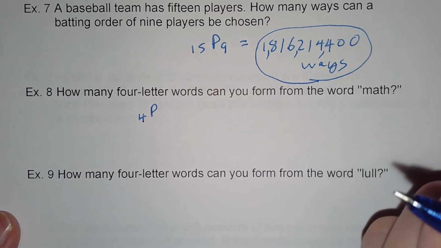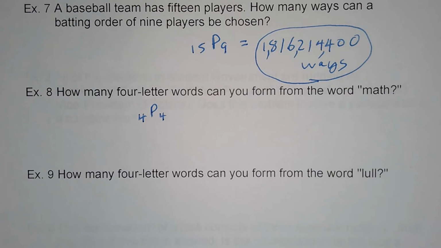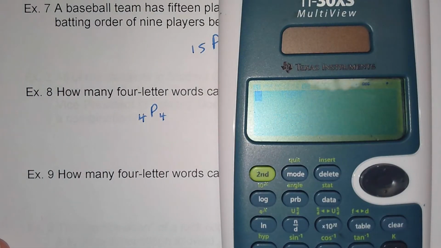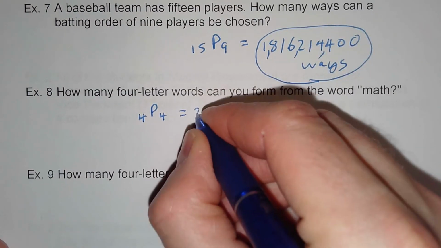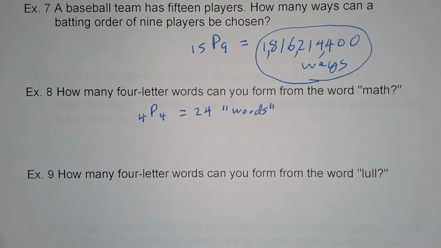And it's kind of misleading when they use the word here, because they're just saying how many different 4-character things can you form from this. So like ATHM is not literally a word, but they're counting that as a word in this example, if that makes any sense. So we have 4 objects. We're picking 4 at a time. They're all distinct. That gives us 24. So we have 24, and I'm going to put this in quotation, words can be formed.